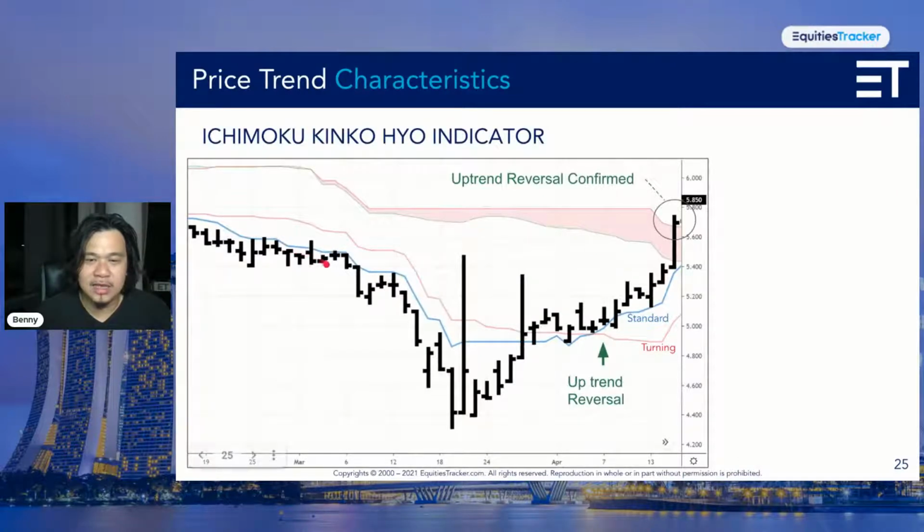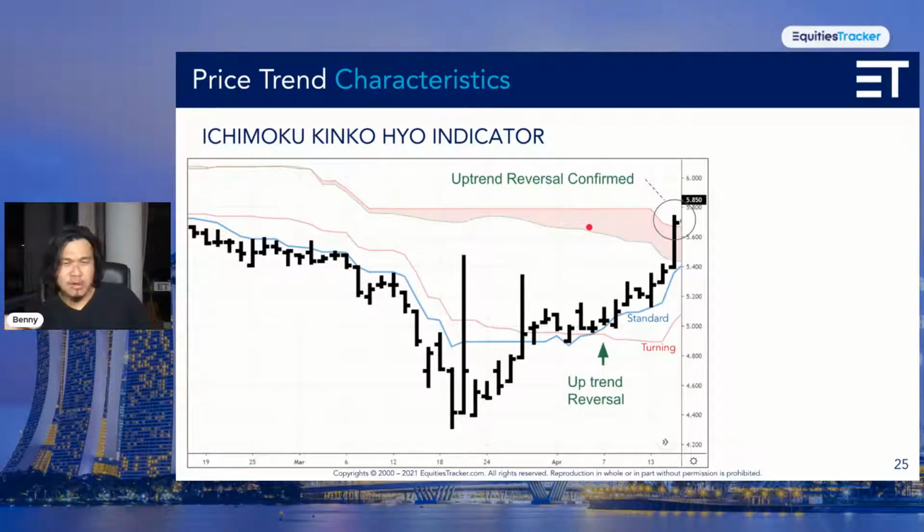So here again, we look at price going in a downtrend. You can see that the price is below the standard and turning line. But the moment the price goes above the standard and turning line, and the turning line goes above the standard line, then we have a reversal in a trend. But because it is still below the cloud, the trend is not confirmed.